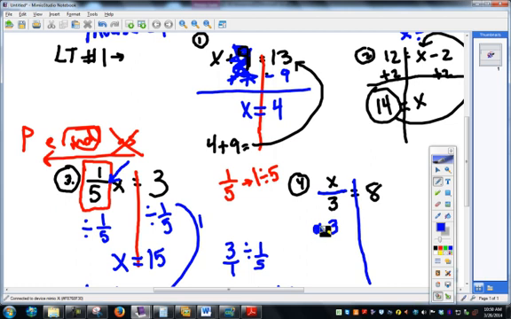Now, I don't like to use an x here. I should use a dot. Okay, multiply by 3. Over here, I'm left with x. 8 times 3 is 24. Then I plug it in just to check it right there. 24 divided by 3 is definitely 8. All right, let's go on to learning target number 2.